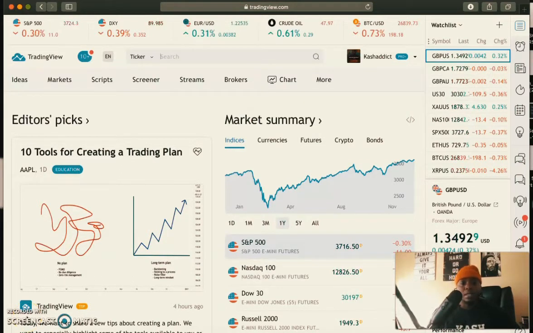I know it's been a while, but today we are going over how to spot fake outs in the market.